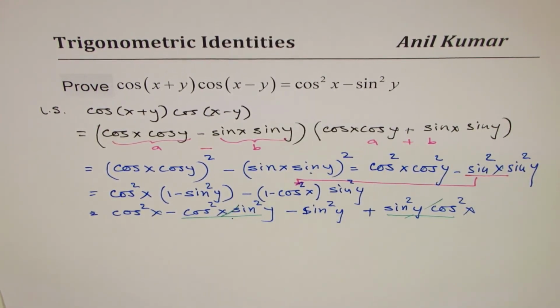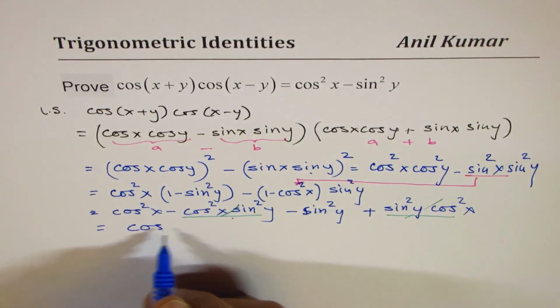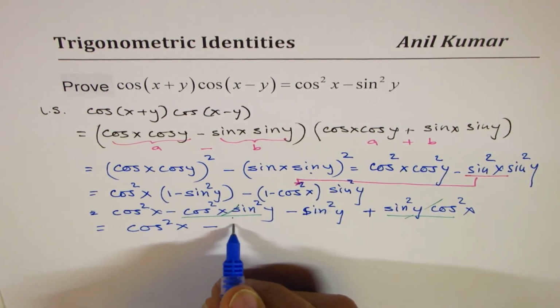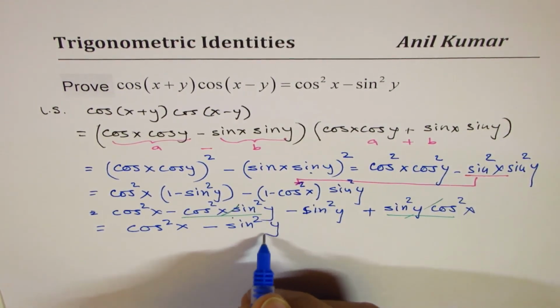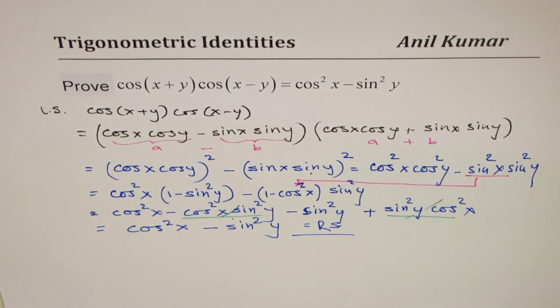So what are you left with? Exactly what you need, which is cos square x minus sin square y, which is the right side. Perfect. So that is how you could do it. So with that, we have completed all the examples we wanted to work with as a review exercise.